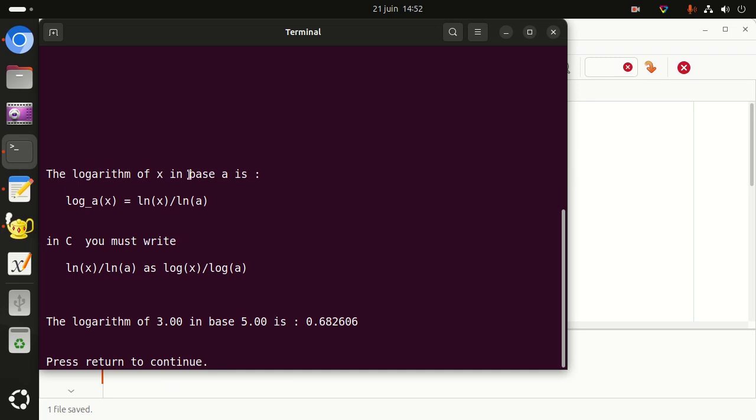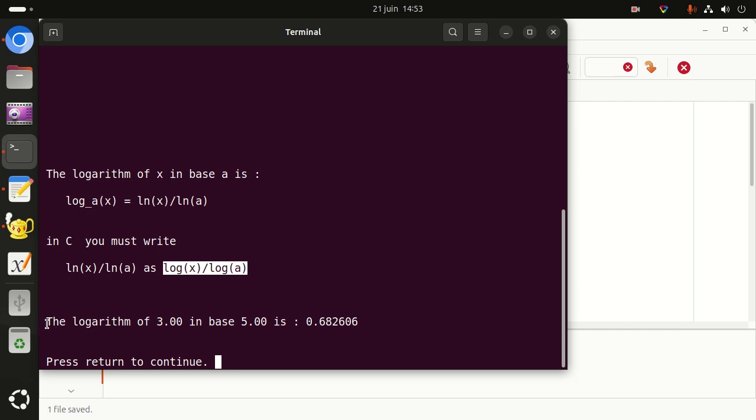The logarithm of x in base a is ln of x divided by ln of a. In C language, you must write log of x divided by log of a instead of ln of x divided by ln of a. You must write this in Mathc and you must write this in C language.